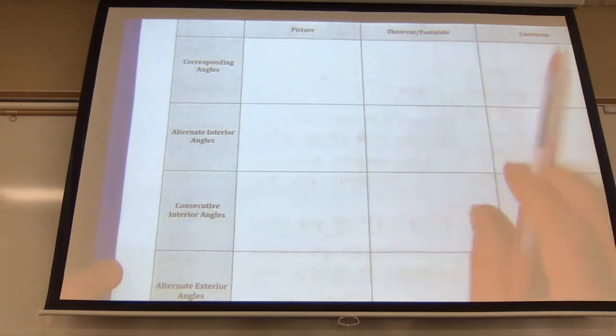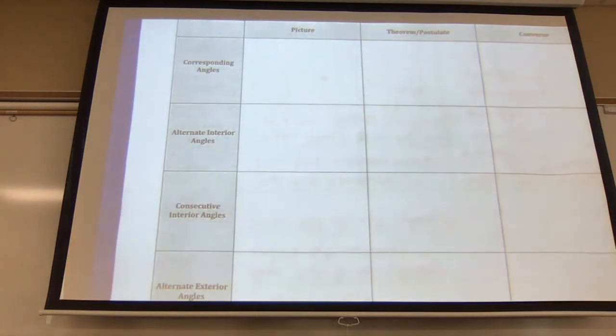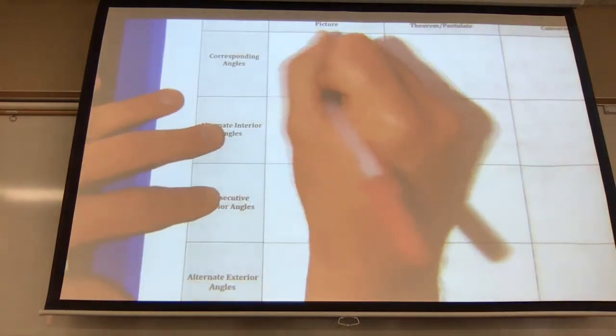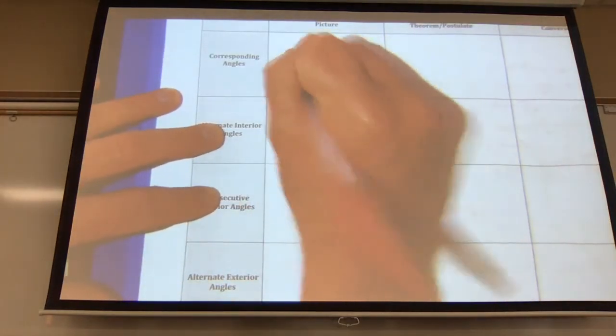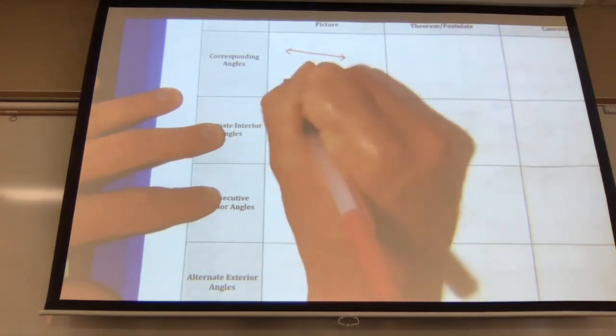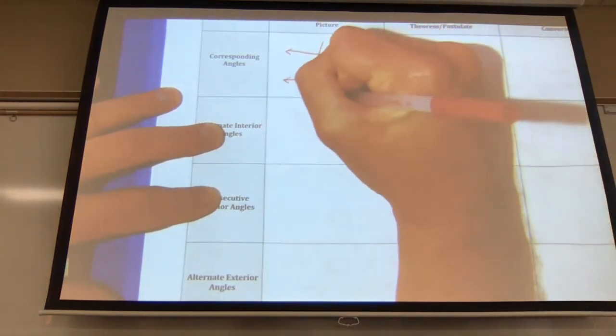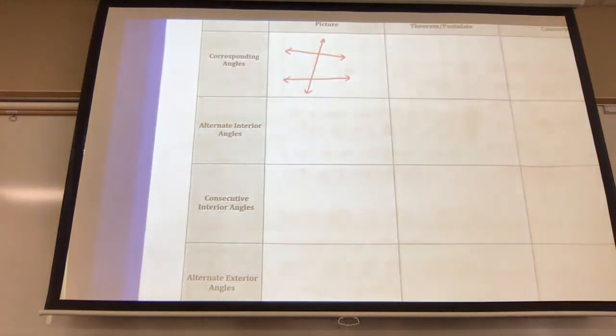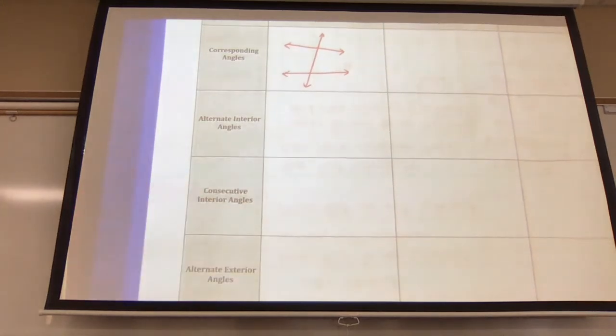And then these types of angles are going to have a theorem that goes with them later on, and then a converse, which is where we flip things around. We're going to have that come later on in this chapter also. But for today, all we need is the picture of these. So the first one we want is corresponding angles. So again, we're going to start with our two lines that are being intersected by a transversal.